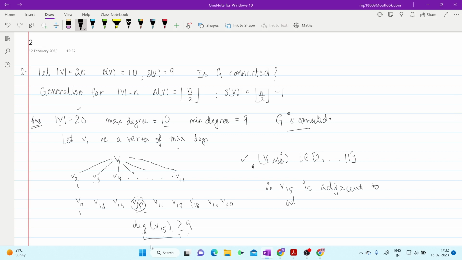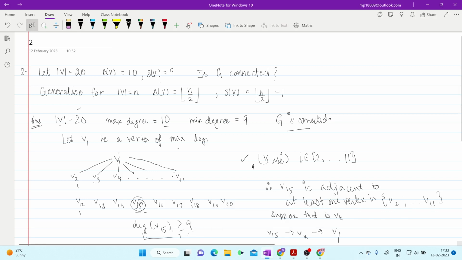to at least one vertex in V2 till V11. And suppose that is Vk. So we have a path V15 to Vk to V1. So we have a path between V1 and V15.